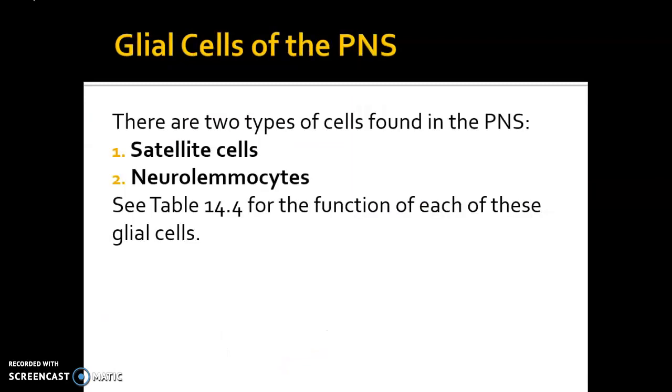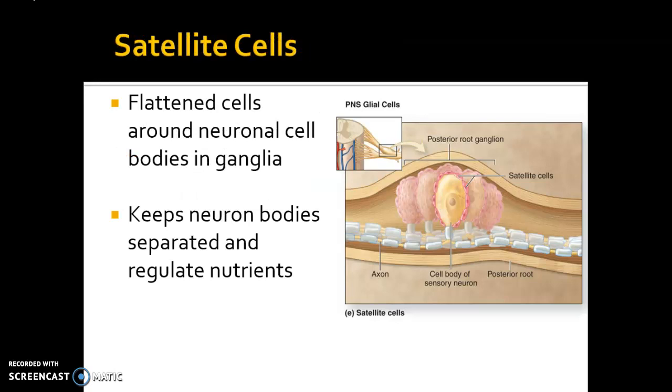Okay, looking at glial cells of the peripheral nervous system, two types: satellite cells and neurolemmocytes. Satellite cells are found surrounding the cell bodies of the sensory neurons. Right here. So what do we see here? We see the posterior root ganglion. And do we remember the definition of a ganglion? Yes. Group of cell bodies outside the central nervous system.